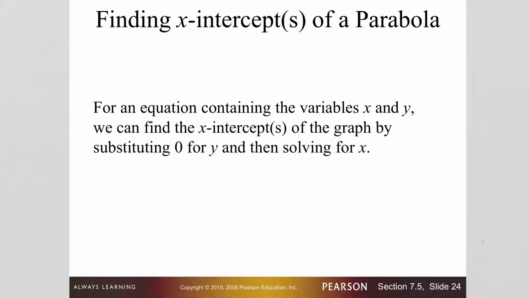Alright, so the question could be worded differently. They could say find the x-intercepts of a parabola rather than solve for x. It's actually doing the same thing, it's just now our answer is going to look like a point rather than x equals whatever x equals. So let's take a look at this.